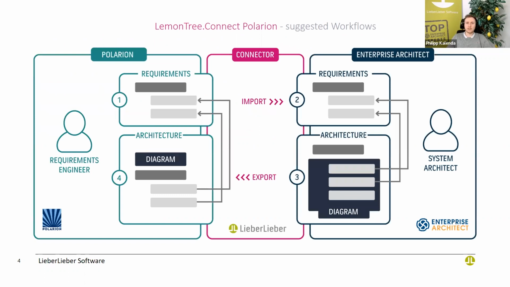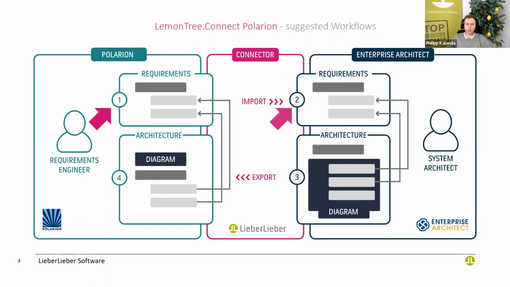And here you can see the overall workflow that the connector is supporting. So first step, usually we start in Polarion, we have requirements. Also to mention, requirements here is an example. There are many other types of elements in Polarion, but we refer to this example always with requirements and architecture. So we have elements defined in the ALM tool, so Polarion.